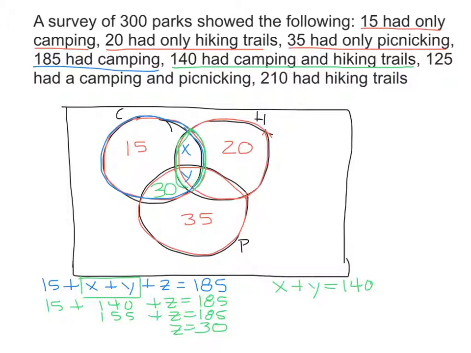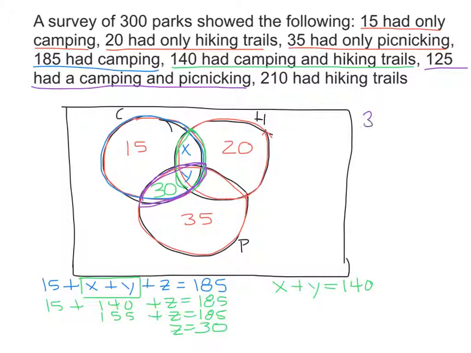I still don't know what X and Y is yet, so I'm kind of stuck there. So let's try a different clue. The different clue says 125 had camping and picnicking. So camping and picnicking is going to be the wedge between the 30 and the Y.